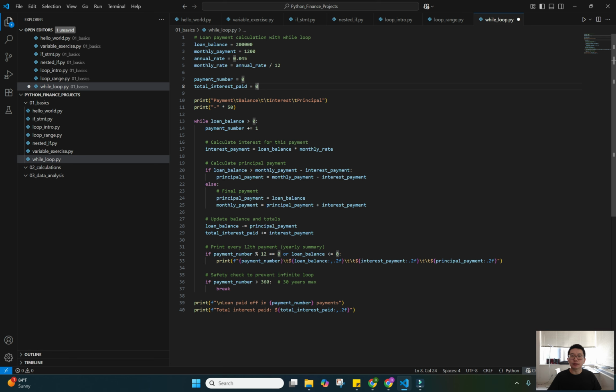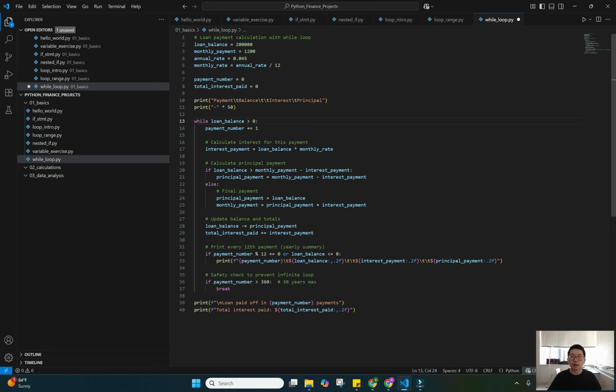And then I will print a tabular table here. That's why I'm using tabular spacing. In this table, I have 4 columns: payment, balance, interest, and principal. Look at this line. Line 13 is the while loop itself. This is saying as long as the loan balance is greater than 0, do the things below. So I will explain how each line works.